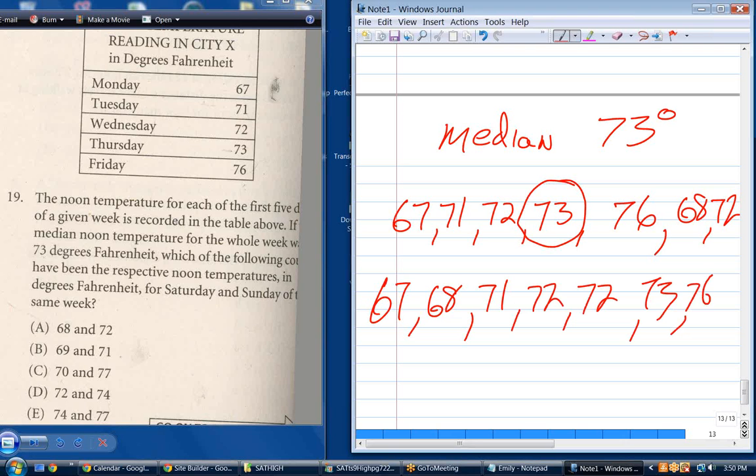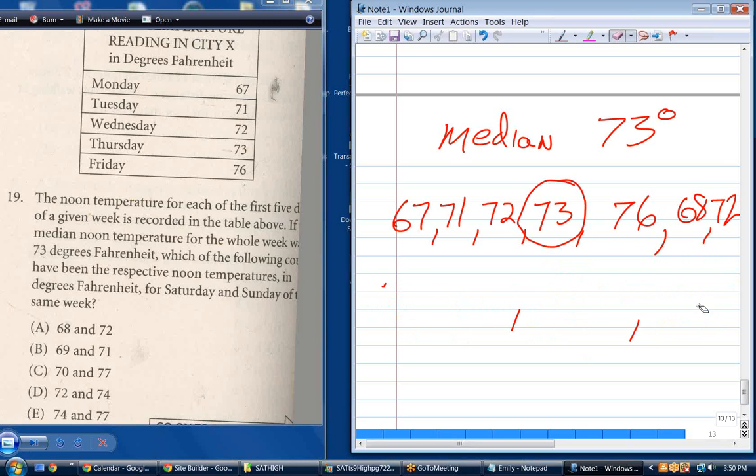And the mean would not be 73. It would be 72. So what 2 numbers can I put in that series to make 73 the middle one? It has to be E. Yes.